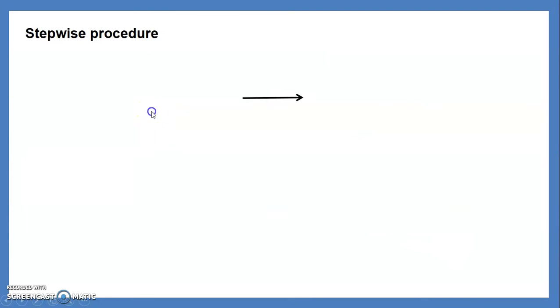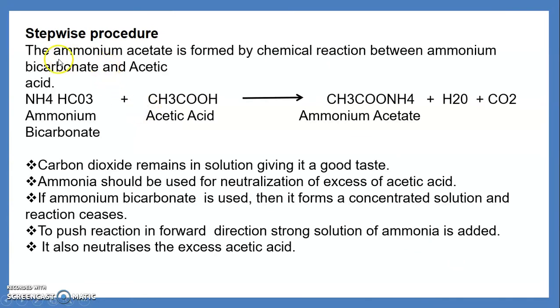Then we go through the stepwise procedure. First of all, we see the theory behind this procedure, how the pH plays an important role. We see the pH adjustment method, and in this procedure we see the detail of why the pH adjustment is necessary and what chemical reactions will happen. Ammonium acetate is formed by the chemical reaction between ammonium bicarbonate and acetic acid. This is our ammonium bicarbonate and this is acetic acid.